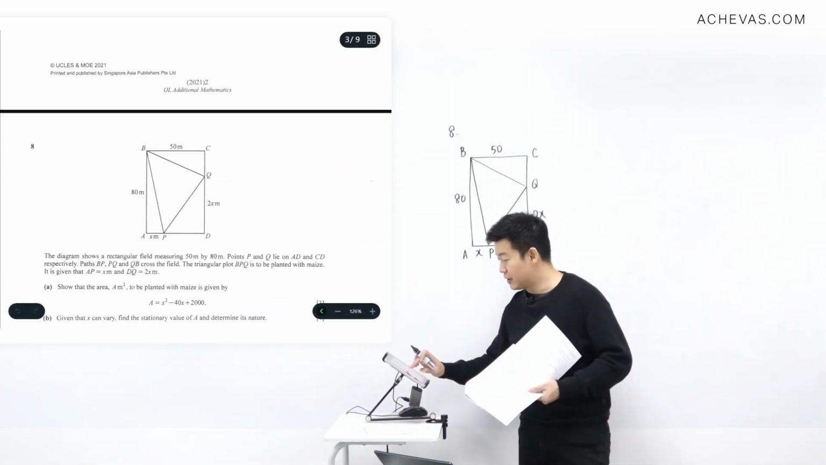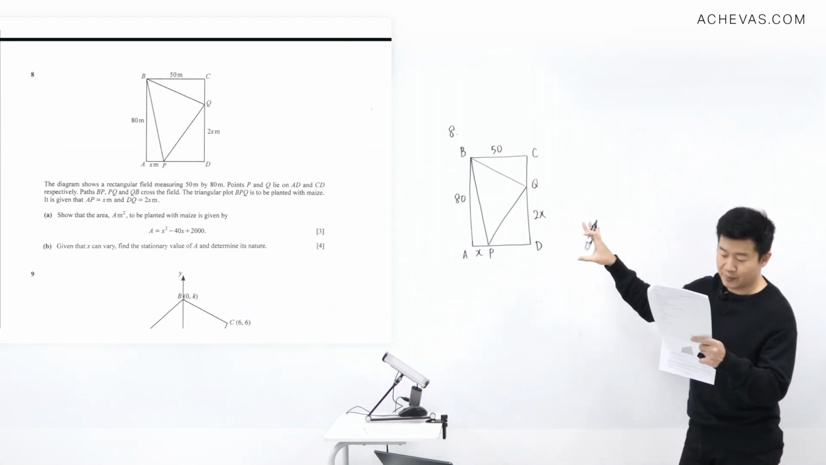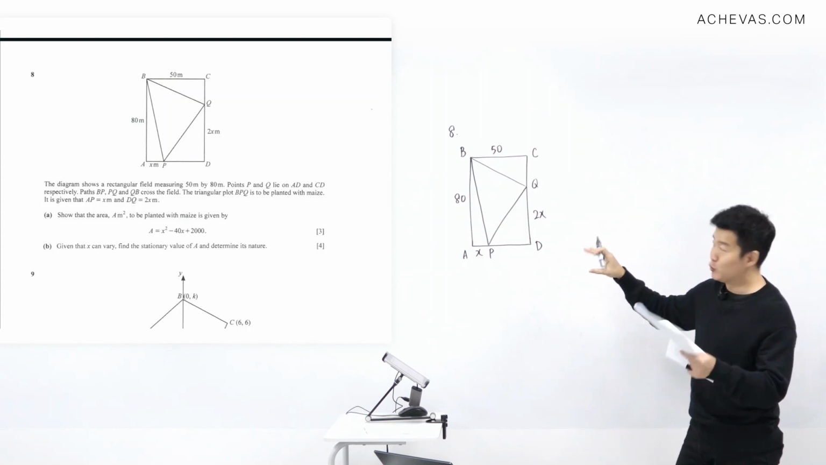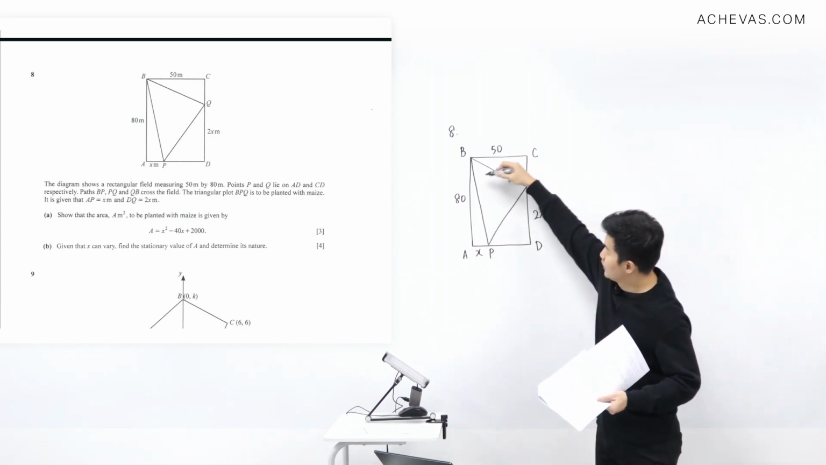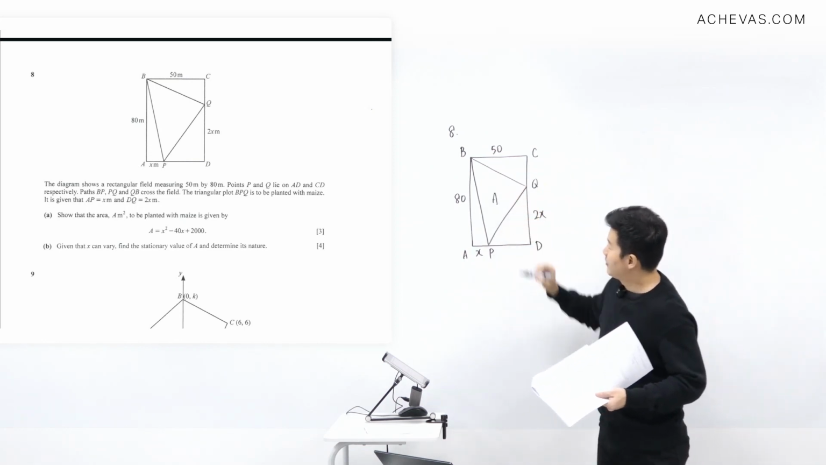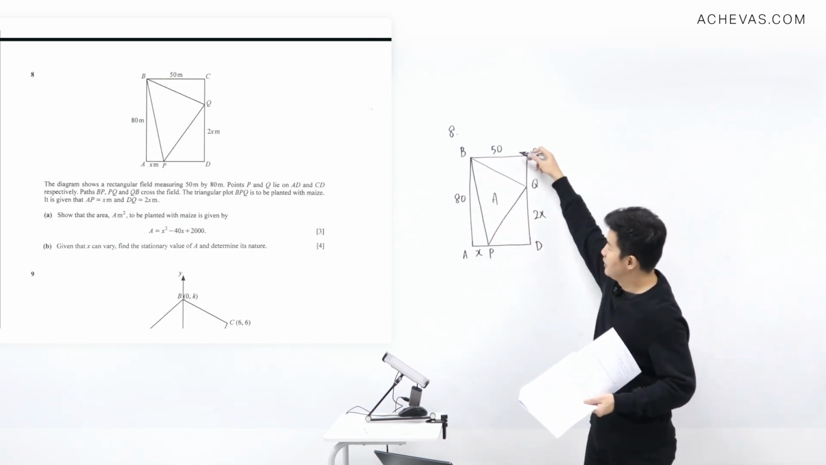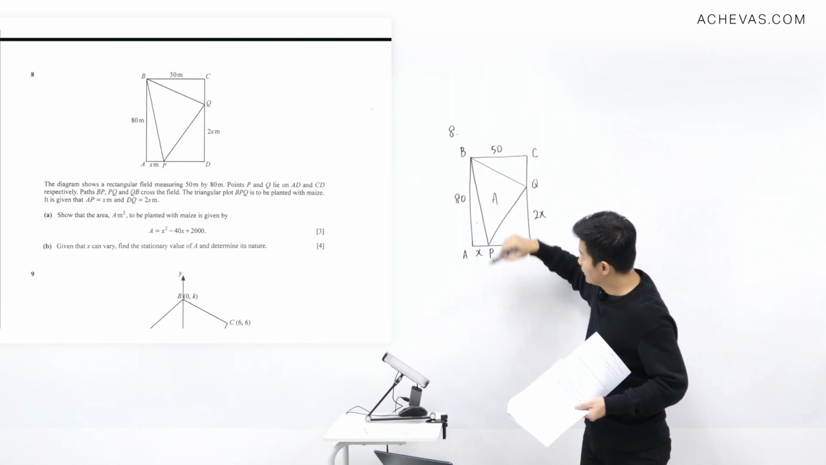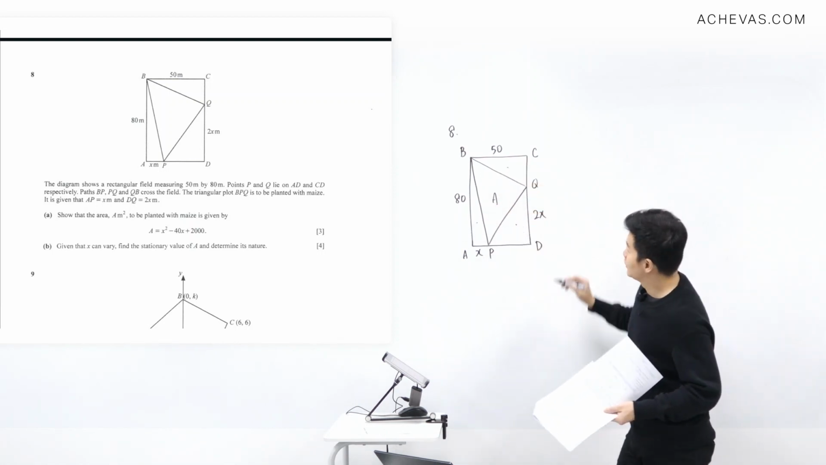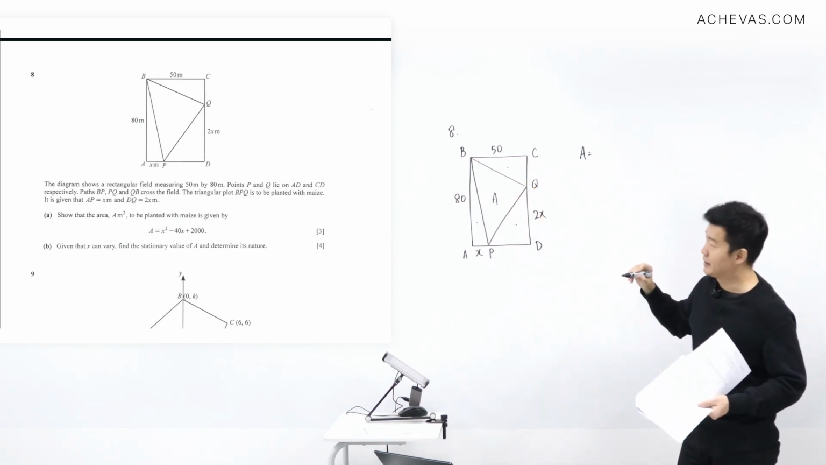Let's take a look at question number 8. So we have this field over here, and we are supposed to find the area of the triangle plot BPQ. So BPQ, that's supposed to find the area of this, and this area is A. And my plan to find A is to take the area of the entire rectangle, minus away the area of this triangle, and this triangle.